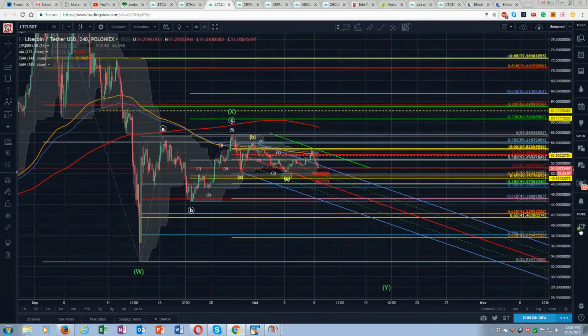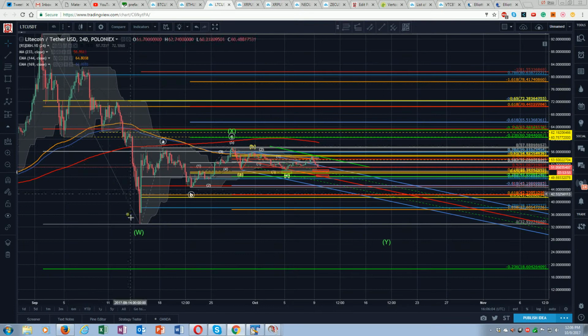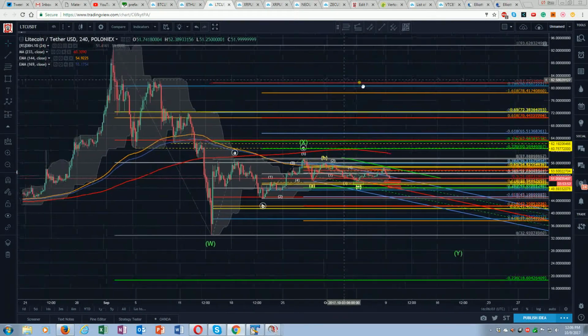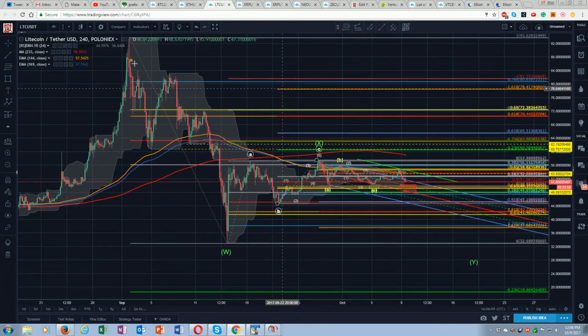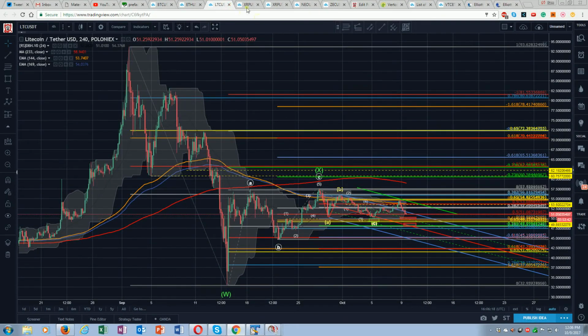What can we say with absolute certainty? That we're in some sort of a correction. We're still way, way, way internal of this entire swing high to low. We've yet to get to the 50. So complexity here: when in doubt, stay out. Let's go over to Ripple.